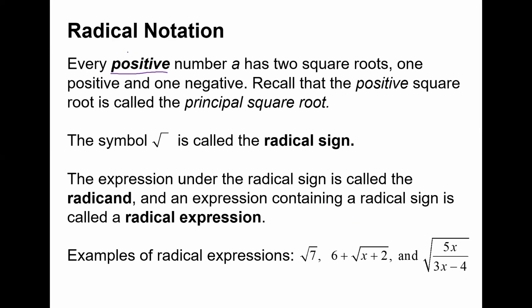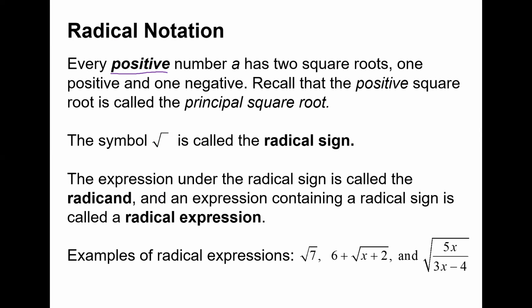So every positive number a has two square roots, one positive and one negative. Now recall that the positive square root is called the principal square root, and that's usually the one we're looking for. But sometimes they just ask us to find plus or minus the square root of something. The symbol here is called the radical sign, and that means a square root.